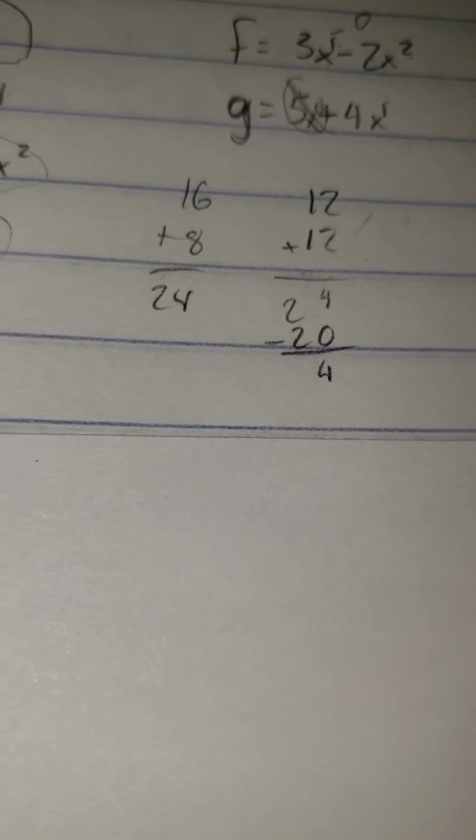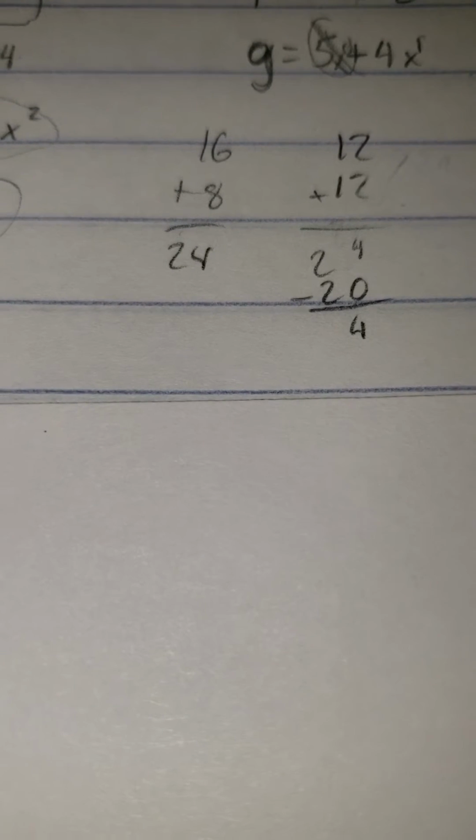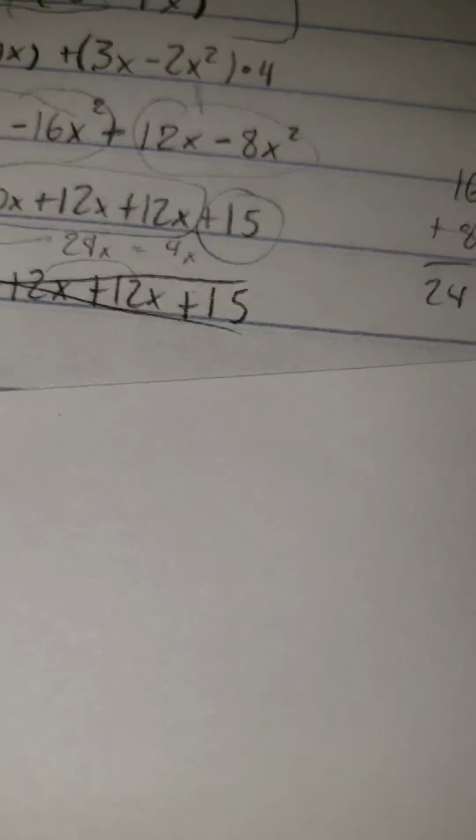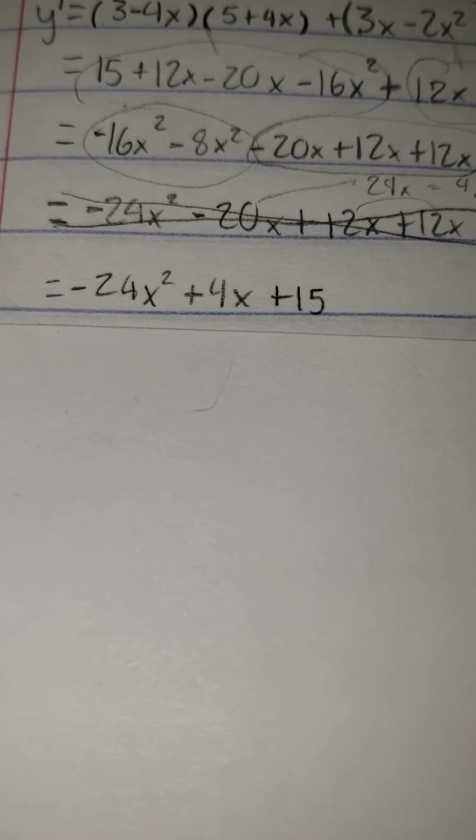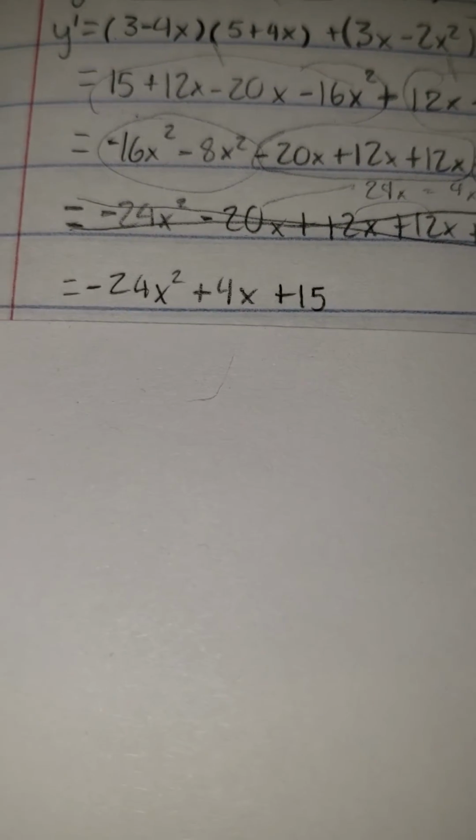In this case, I added them because they're both negatives, so I was just trying to make it easier on myself. It's negative plus negative, and I just put the negative sign back afterwards. So we are left with negative 24x squared plus 4x plus 15.